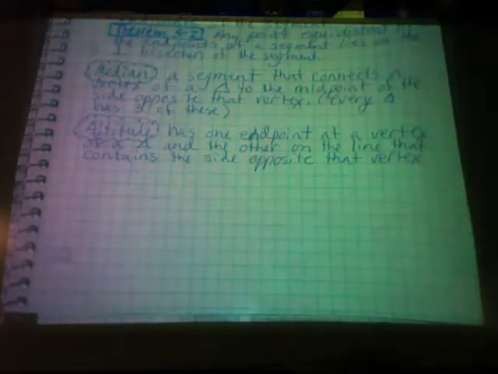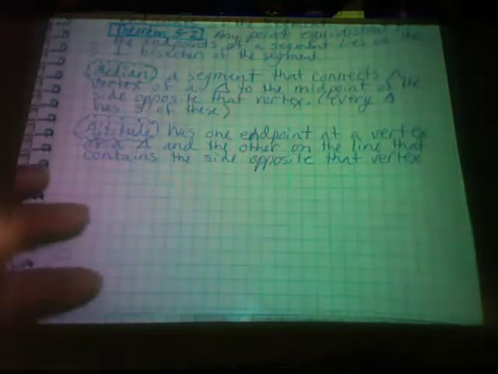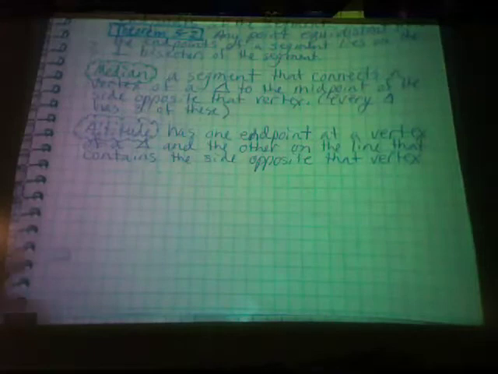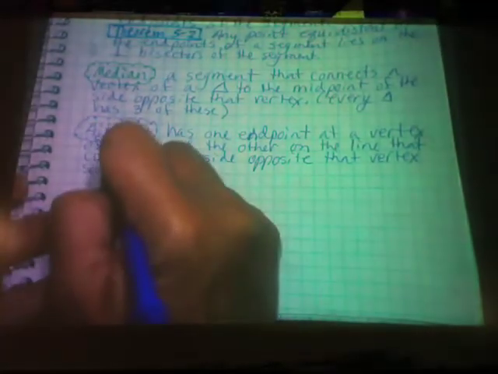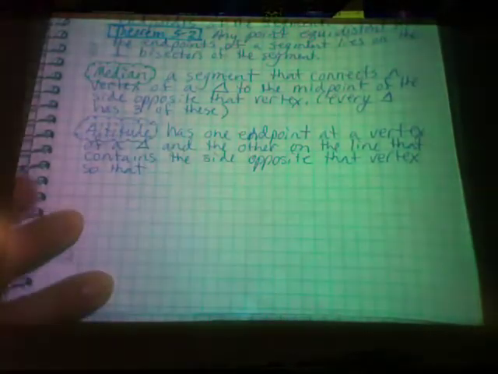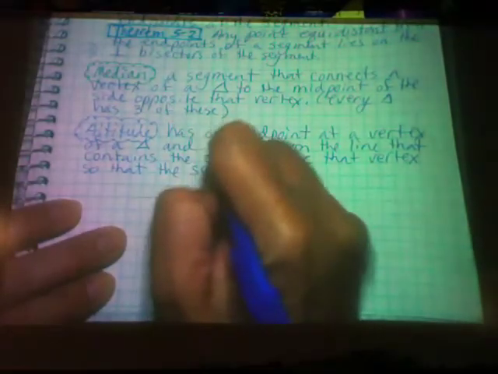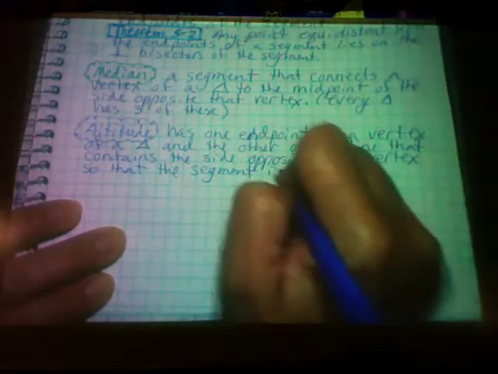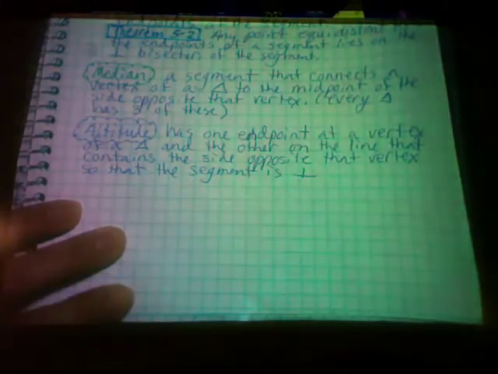And so we're only concerned with making a perpendicular distance from that vertex to the line that contains the side opposite. So it's no different than finding the distance from a point to a line. And so the rest of it is so that the segment is perpendicular to this line.